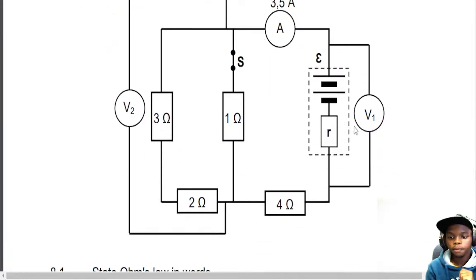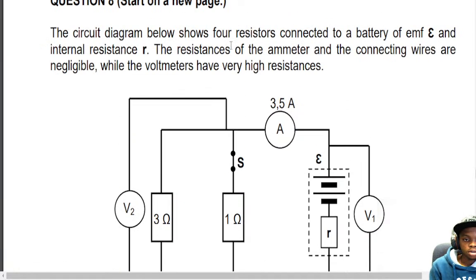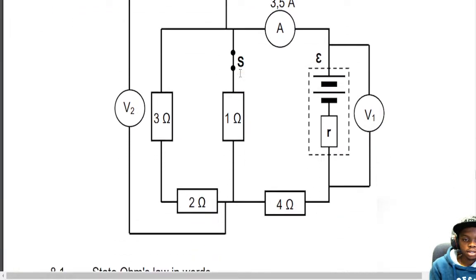Now looking here, we have a voltmeter, or we have a switch. The switch is closed, as you can see. So we have a switch and we have an ammeter reading 3.5. As you can see, it's connected in series, and this is the total current.